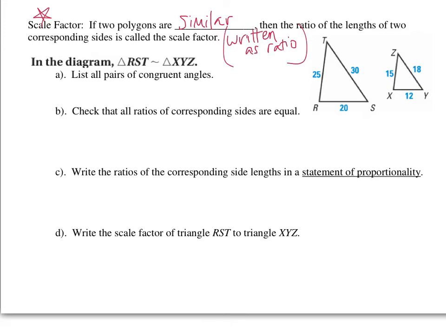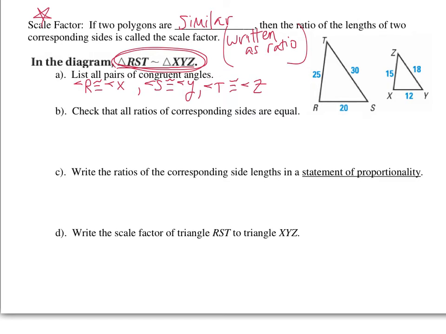So in these two triangles, it is said that they are similar to each other. So we can list all of our pairs of congruent angles. We're going to start with angle R is congruent to angle X. Angle S is congruent to angle Y. Angle T is congruent to angle Z. Remember, I'm getting that from the similarity statement right here, not looking at my picture.